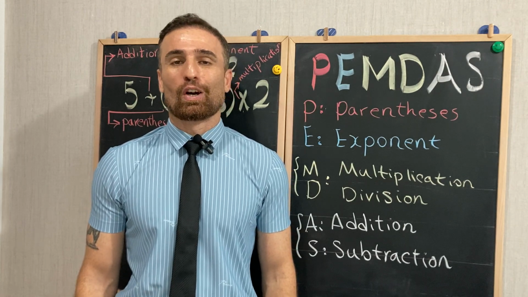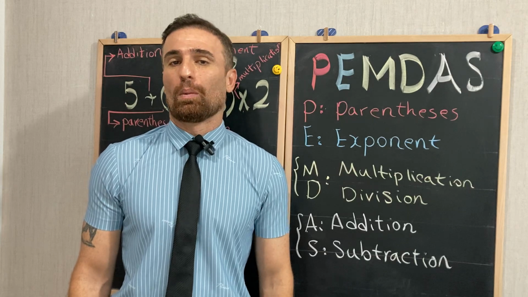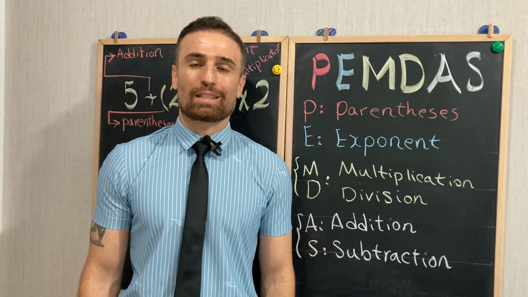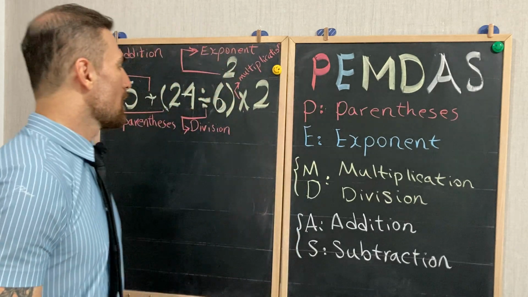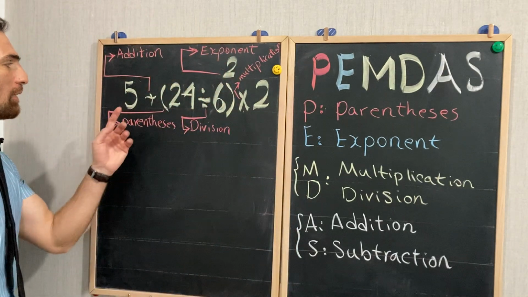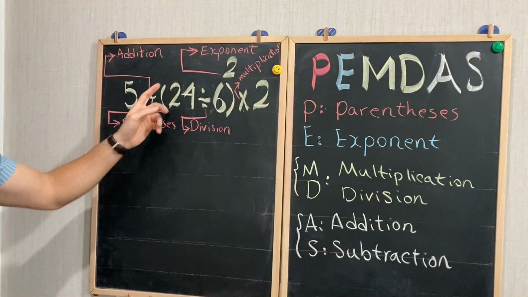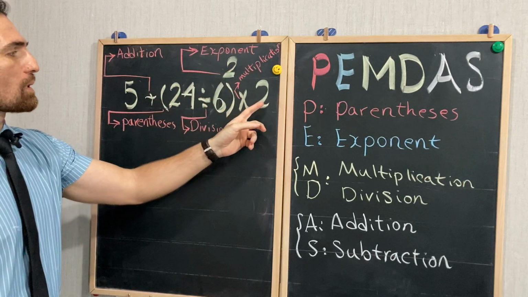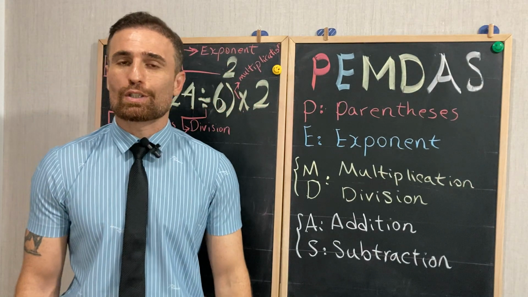In this lesson, we are going to cover the order of operation and how to use it. So let's start with an example. Here we have an example. It says find the value of 5 plus (24 divided by 6) squared times 2. But what should we do to solve this?